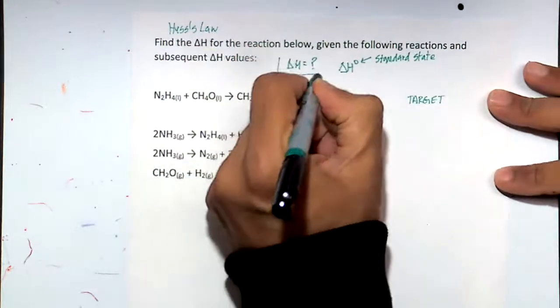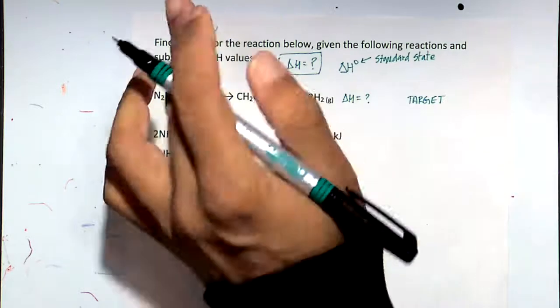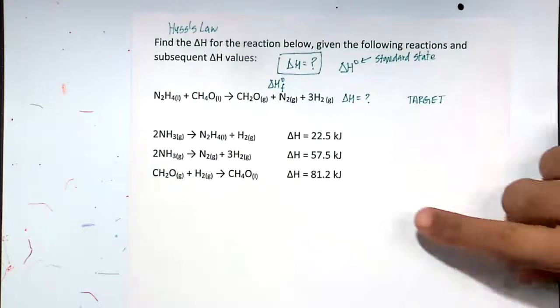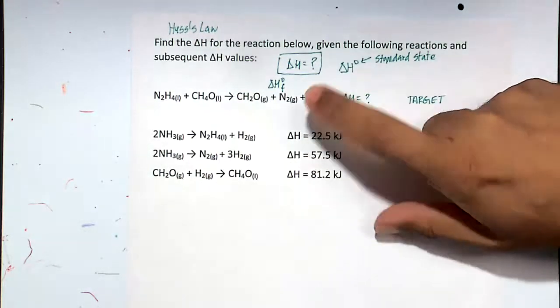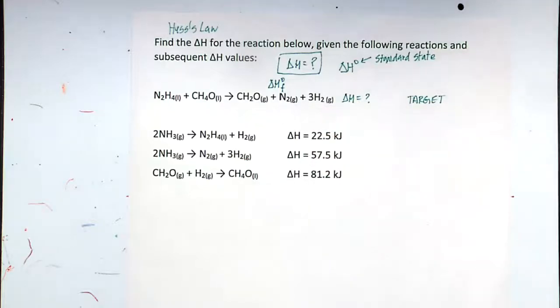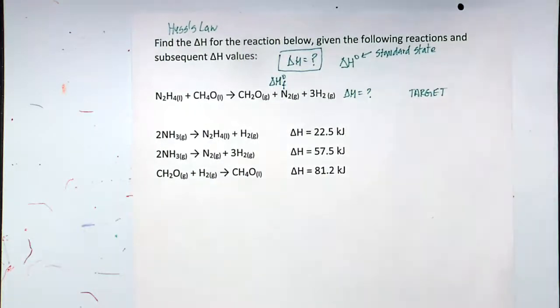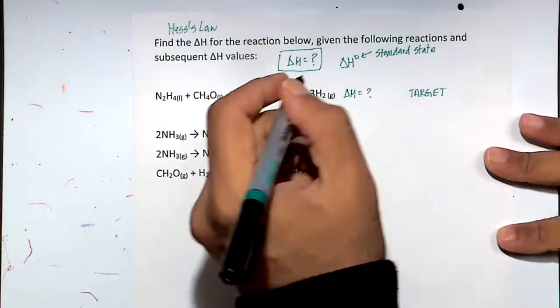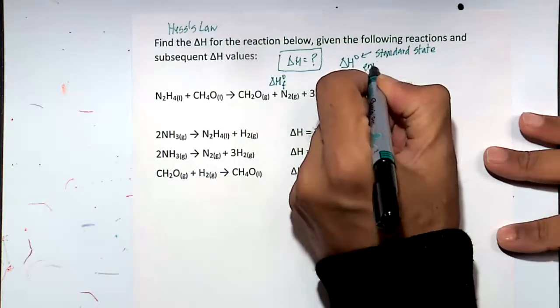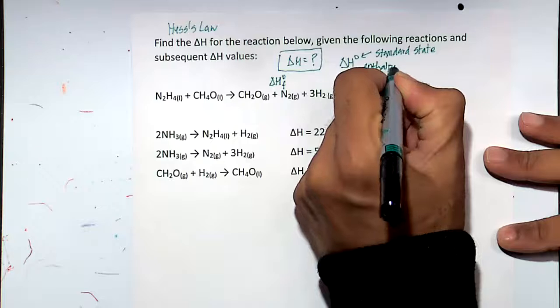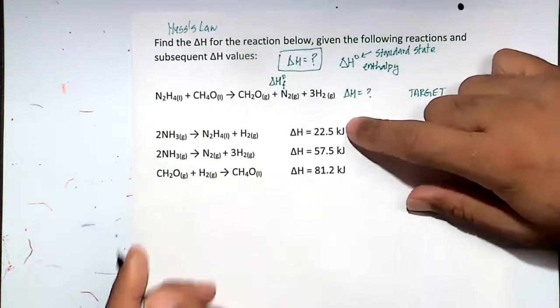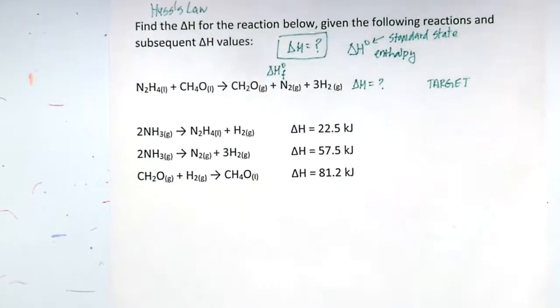This particular problem with regards to Hess's Law is looking at just non-standard state conditions. Just plain old delta H. And this is our target. Well, what do we have with our target? We have 3 reactions that we do know the enthalpy of.